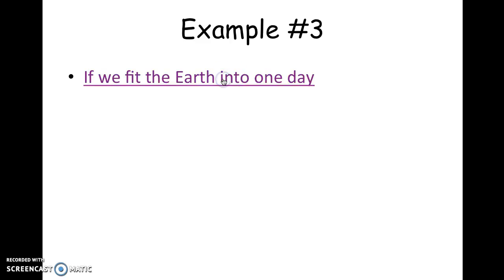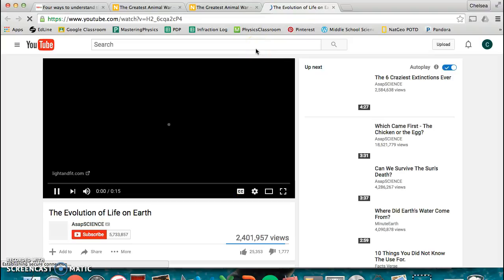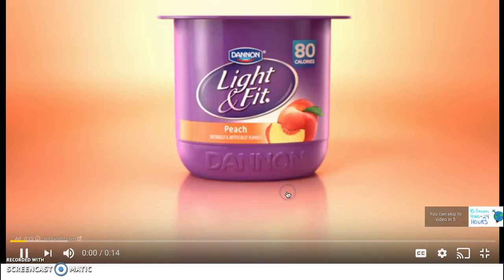A third example for us is to compare life on Earth to one day.